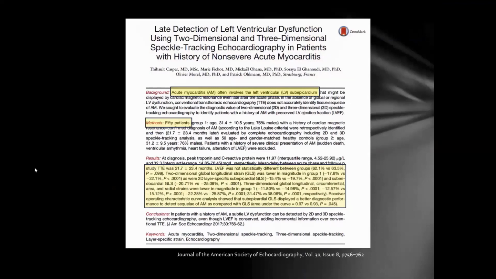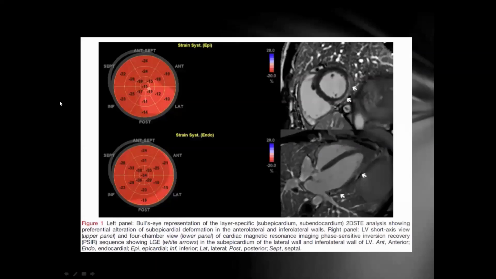And this is another paper, late detection of dysfunction with non-severe acute myocarditis. So they're talking about the non-fulminant myocarditis. They're saying it often involves the left ventricular subepicardium. They looked at 50 patients. And basically what they showed was receiver operating curve analysis showed that subepicardial GLS displayed better diagnostic performance to detect sequelae of the myocardium as compared to regular endocardial GLS. So, we'll see. And this is how they're showing that here, the epicardial strain, endocardial strain.